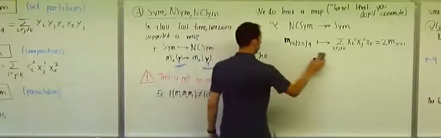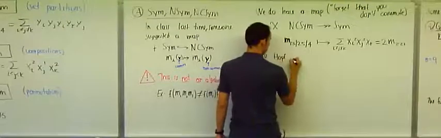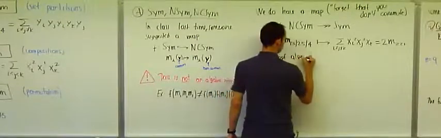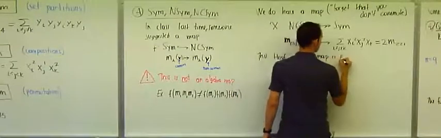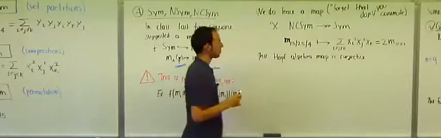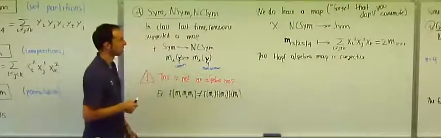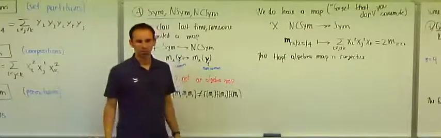I want to say this is a Hopf algebra map because I want to emphasize that this really preserves the whole structure of the Hopf algebra. It's surjective. And so this means that NC-SYM projects onto SYM, which kind of makes sense.